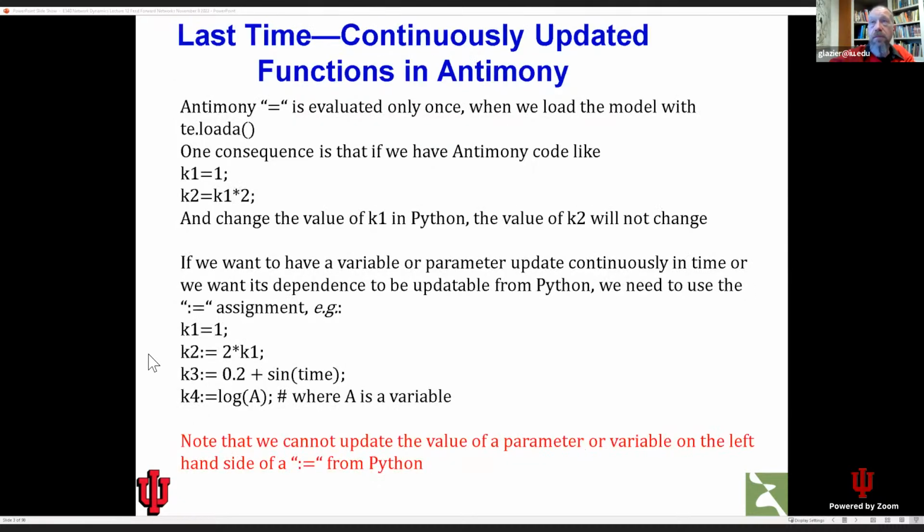So last time we talked about using that colon equals syntax to do continually updated values in antimony and some of the slight strangeness that gives rise to. For example, if something is defined with a colon equals, you can't reassign it in Python. So that's an issue. But it does allow us to do things that can be convenient with things like scaling, time or value dependent functions, and so on. And we do have to be aware of that when we write code.